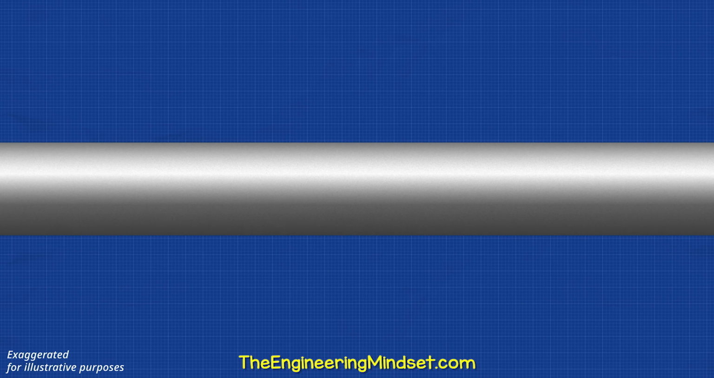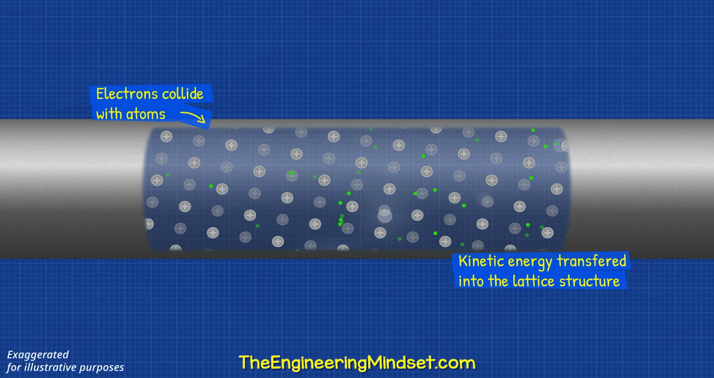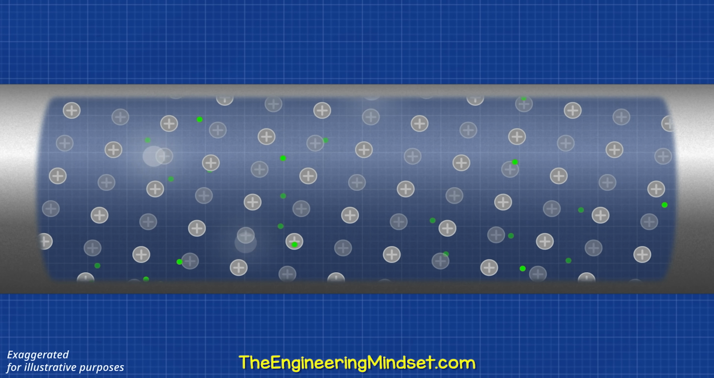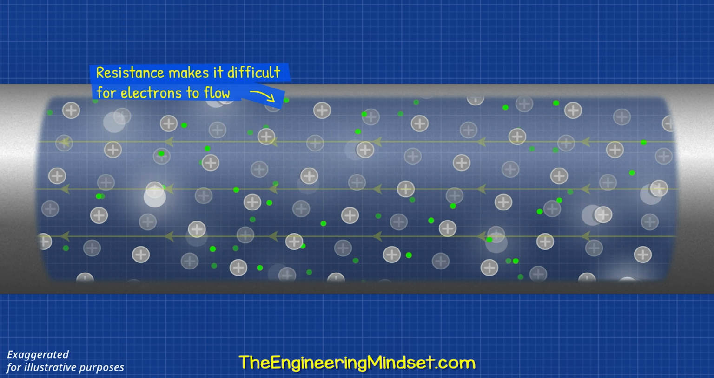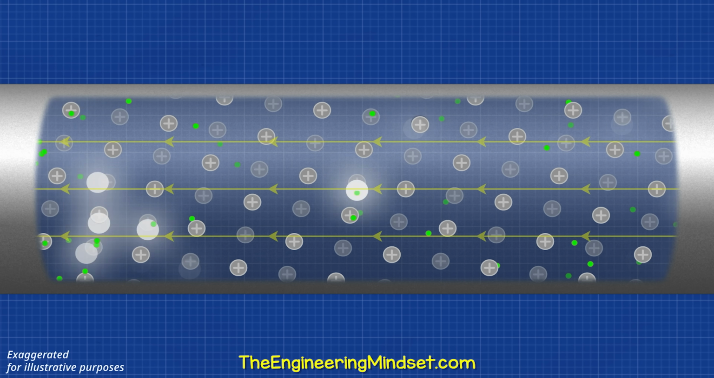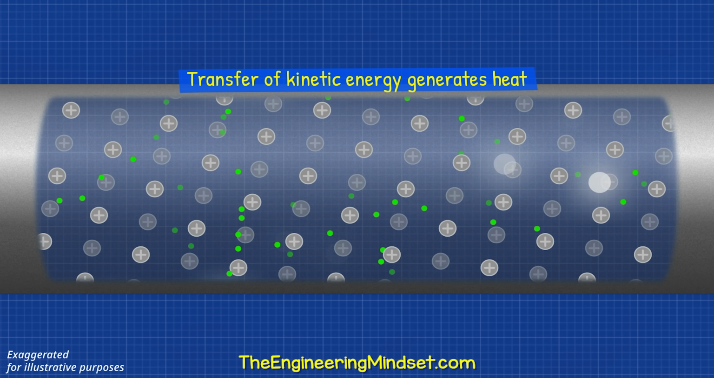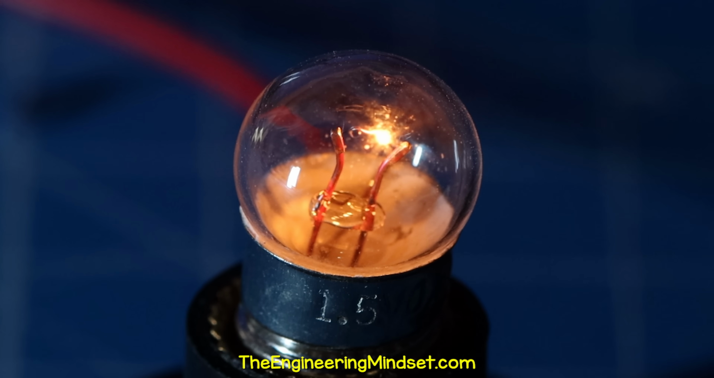But these electrons are going to collide with atoms in the filament and transfer their kinetic energy into the lattice. It's very difficult for the electrons to flow through, so it keeps happening. The electrons slow down, but the electric field keeps forcing them to move, and they collide again and again. With each collision, the filament becomes hotter and hotter, and eventually it becomes so hot that it emits visible light.